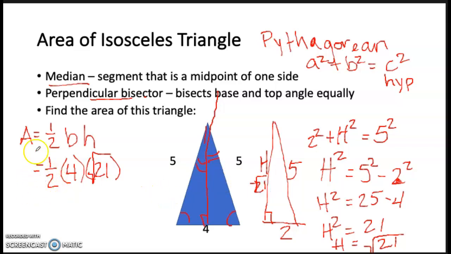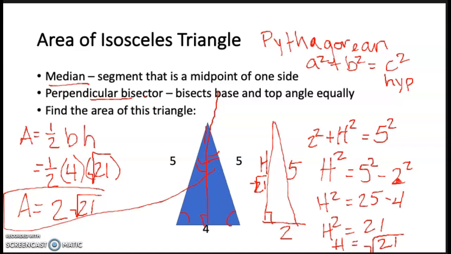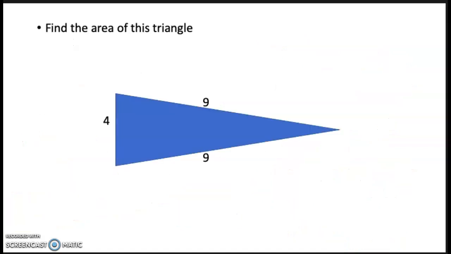Now I can come back to my area equation, which was the original question, and solve. 1/2 of 4 is 2, and square root of 21 cannot be reduced. And so this is my area. You can leave it in radical form. Okay, we just have another minute.